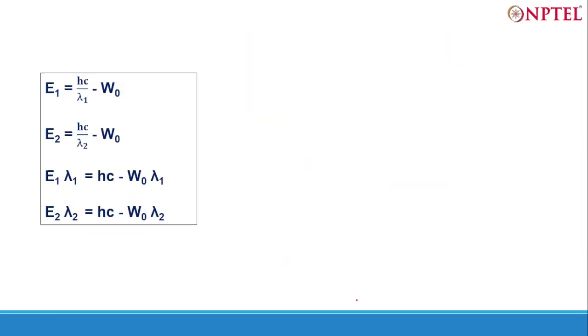I have written a representation also here. E1 is this, E2 is this, 1 lambda 1. So you can use these values to get the values of Planck's constant h and work function W.